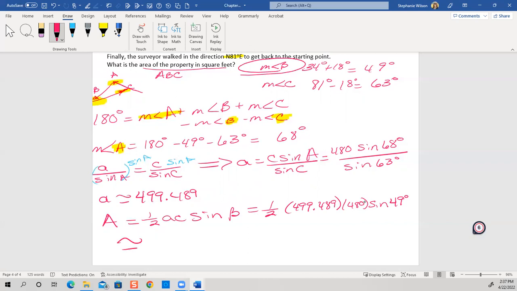Type that in our calculator, and we come out with 90,473 rounded to the nearest foot. That's going to be feet squared. And that is my answer.